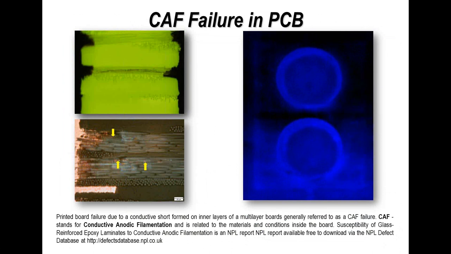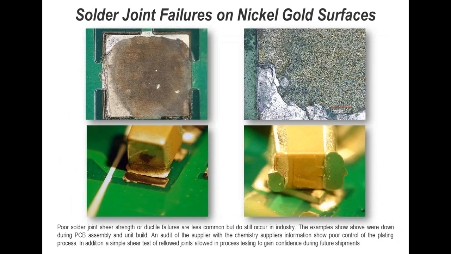So there's a lot of information on CAF in IPC documents, and again, it's something to look out for as you get smaller and smaller on your boards, or you raise the number of interconnections and increase the density, or decrease the separation distance between those through holes.